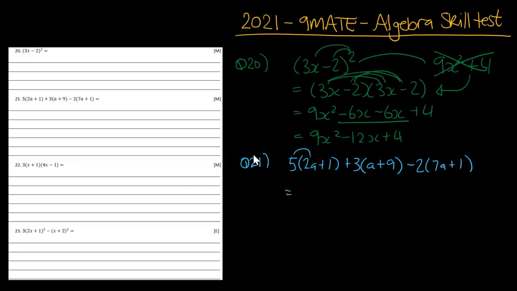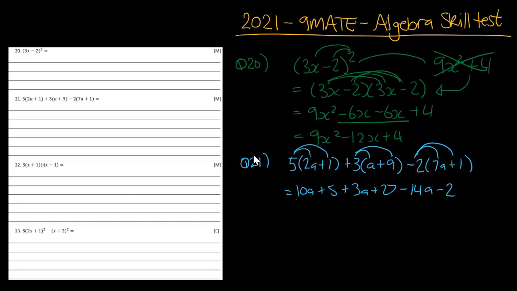Let's use our rainbow method. 2a times 5 is 10a. That times that, we get 5. Then over here we have 3a. Over here we have 27. This one here's got a negative, so make sure we're paying attention here. Negative 2 times 7a, negative 14a. And then negative 2 times 1 is negative 2.